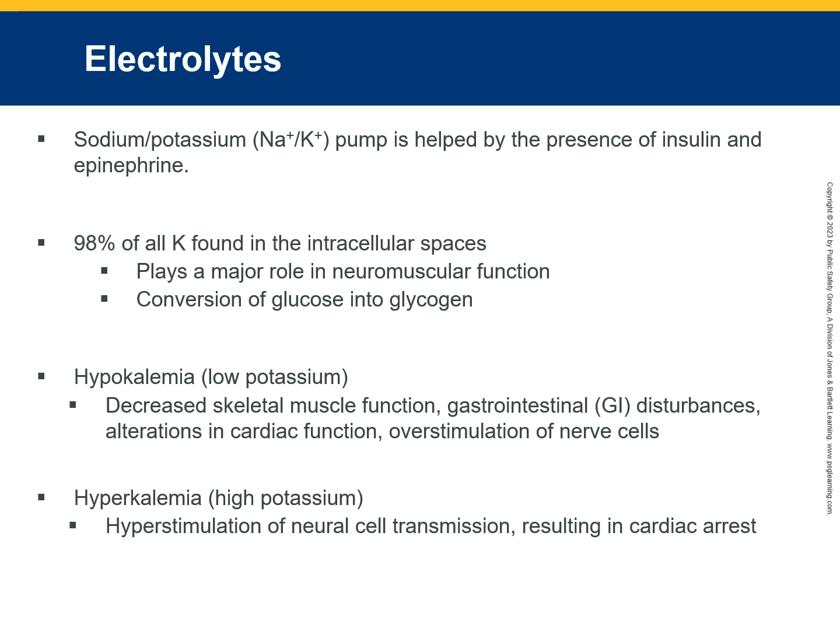Looking at potassium, 98% of the potassium is found in our intracellular spaces. Potassium plays a major role in neuromuscular function, also in conversion of glucose into glycogen. So we look at hypokalemia, which is low potassium. Patients with low potassium are going to have decrease in skeletal muscle function, gastrointestinal disturbances, alterations in their cardiac function, and overstimulation of nerve cells. People that have hyperkalemia or high potassium are going to have hyperstimulation of neural cell transmission, which can result in cardiac arrest.